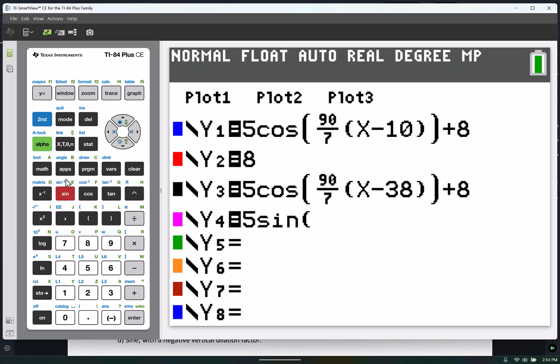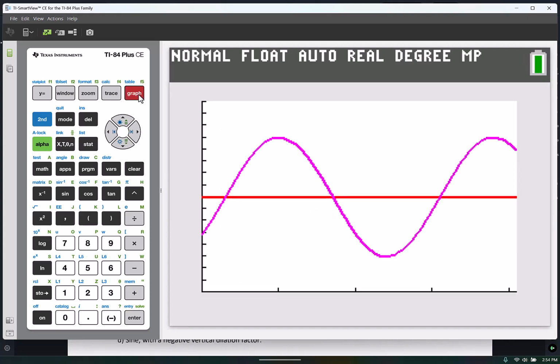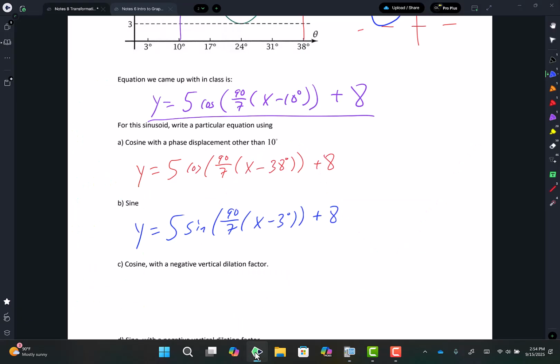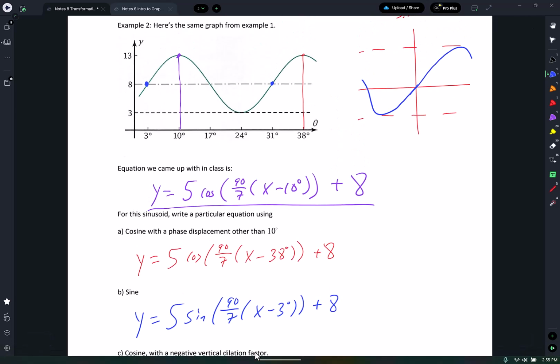5 sine 90 over 7, x minus 3, close, close, plus 8. I push graph. Notice that's in pink. And there it is. Super fast. So what's the major difference between cosine and sine? For cosine, the C is a peak. For sine, the C is a point of inflection going up. Not a point of inflection going down, but a point of inflection that's increasing. Does that make sense, guys?